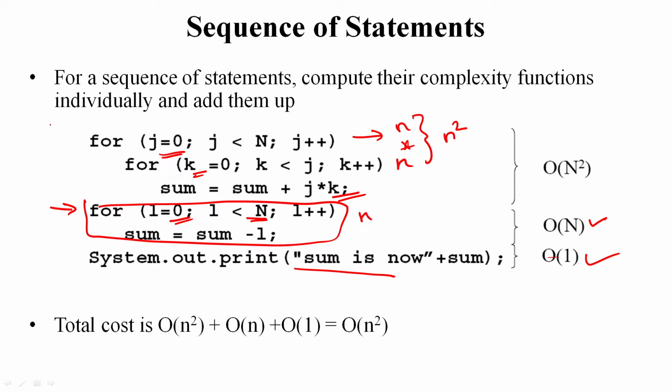Now this program has a sequence of statements. We have to calculate the total time complexity by adding them. So order of n square plus order of n plus order of 1. Here order of 1 is a lower order term, and order of n is also a lower order term. So finally we ignore these lower order terms and use the higher order term, order of n square.